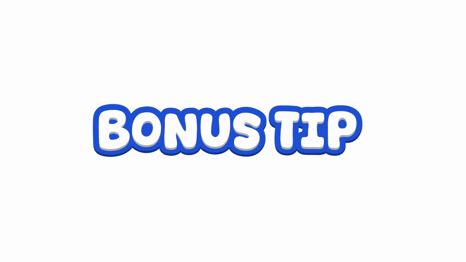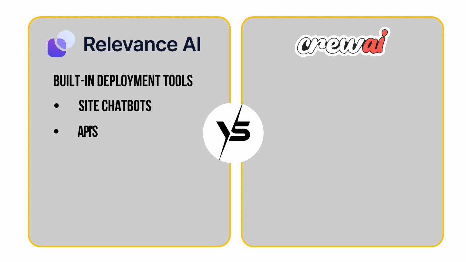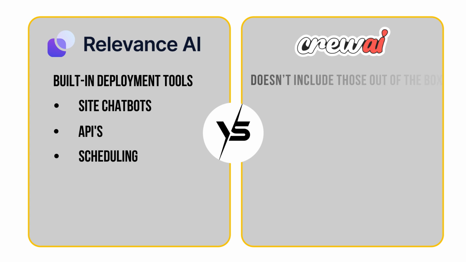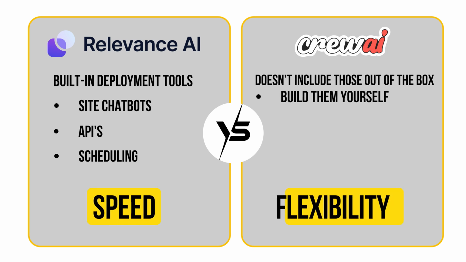Here is a bonus tip for you. Relevance AI also includes built-in deployment tools like site chatbots, APIs, and scheduling. CrewAI does not include those out of the box. You will have to build them yourself. So Relevance AI for speed, CrewAI for flexibility.